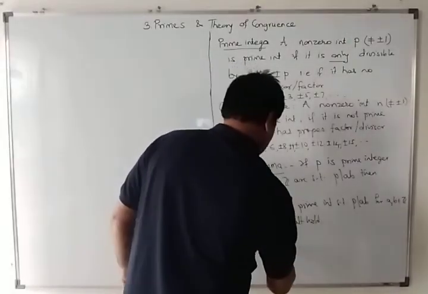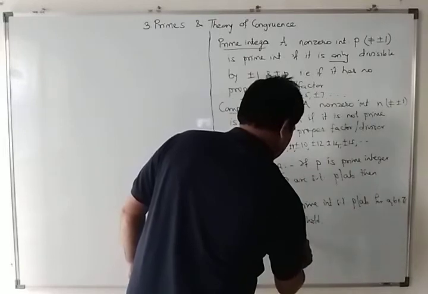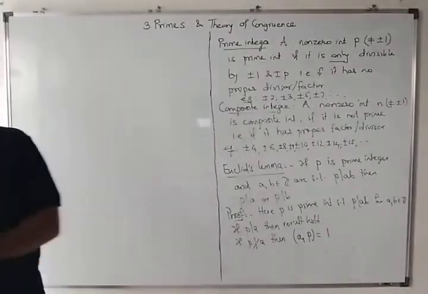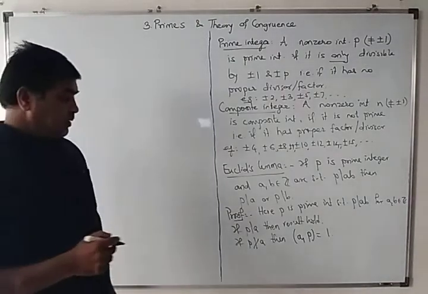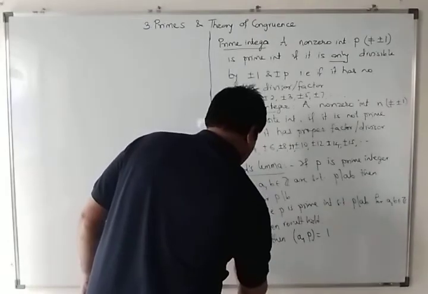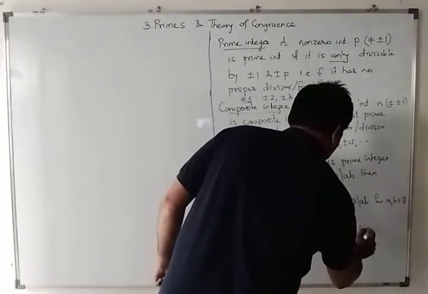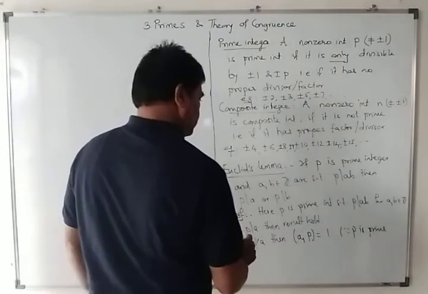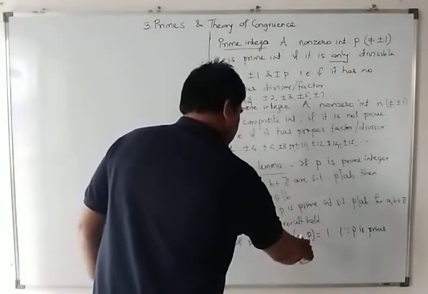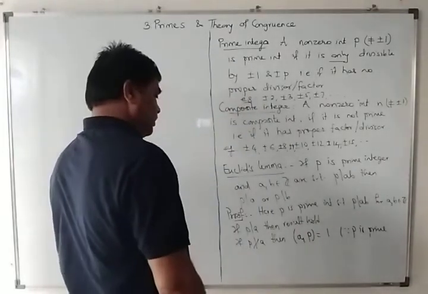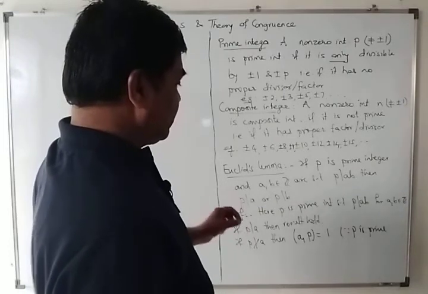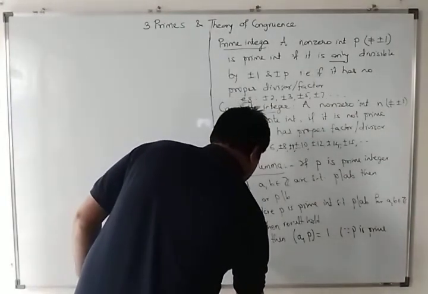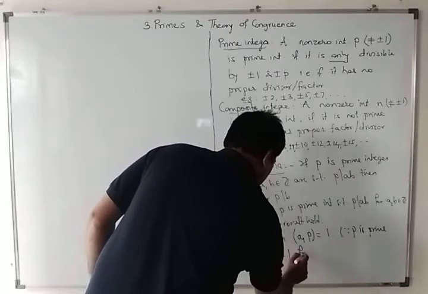Then GCD of a and p is 1. Therefore, since p is prime, any prime integer is always relatively prime to a non-zero integer a unless p divides a. Therefore, ax plus py is 1 for some x, y belonging to Z.